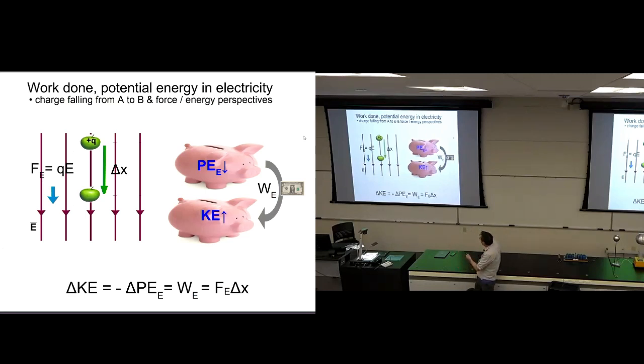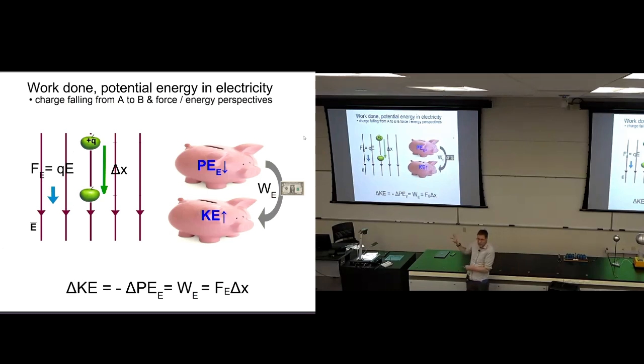Over here on the right, now we've got a charge moving in an electric field rather than a mass moving in a gravitational field. So that's a difference. It's a charge in an electric field rather than a mass in a gravity field. But we still have the idea in the force perspective that there's an electrical force acting on the charge, that force causes an acceleration of the charge, a growth in the speed of the charge as the charge moves downwards in this picture. So that's the force perspective.